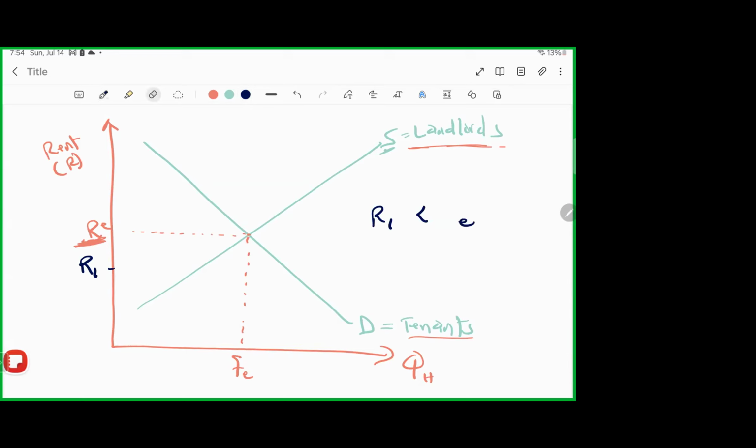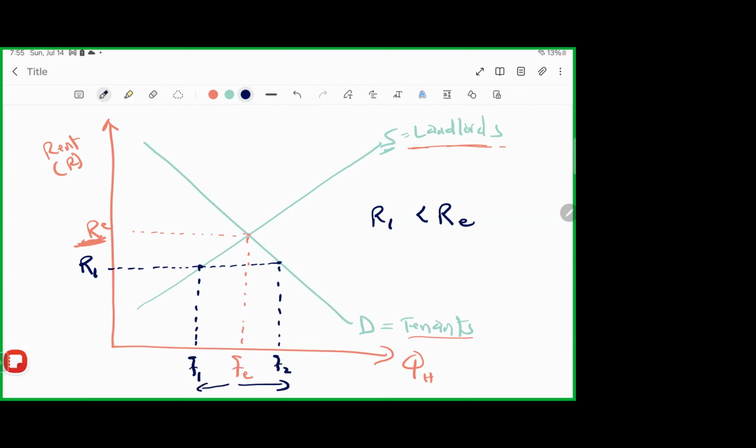So what will happen? You will see that supply would fall. You should test it to hit the supply curve. Supply will fall from QE to Q1. What about demand? You see that demand will increase, from QE to Q2.